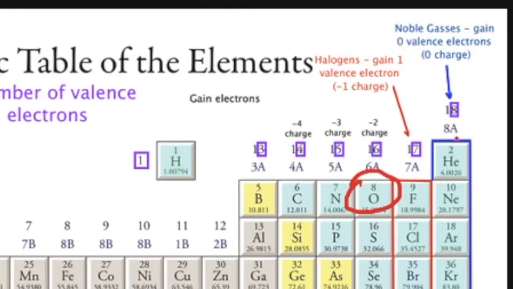Now, obviously over here in group 18, they're not going to form any bonds because they already have 8 valence electrons, and they will have a charge of 0 because they don't need to give away any electrons. They don't need to take in any more electrons. They are already good, so their charge will stay 0.